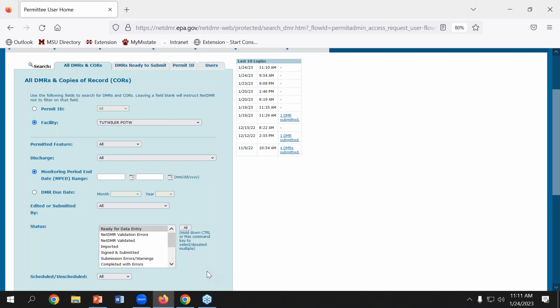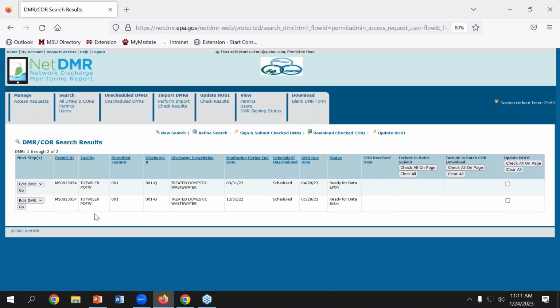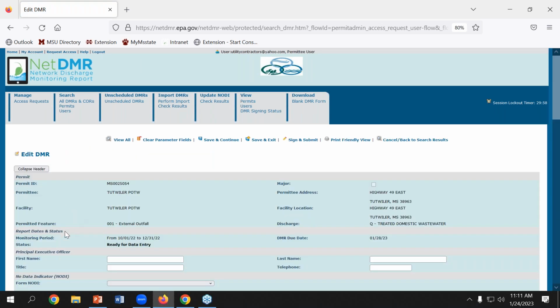Scroll the whole page down. First one down. Scroll down.